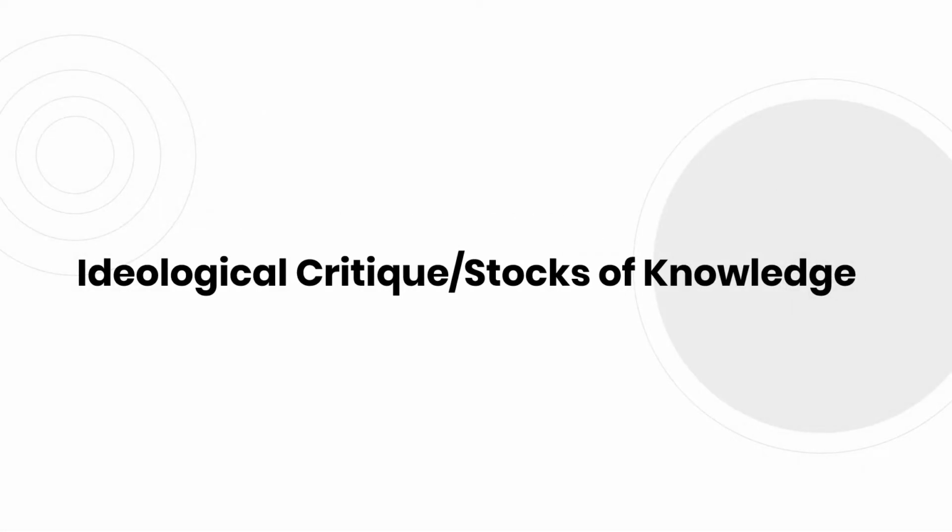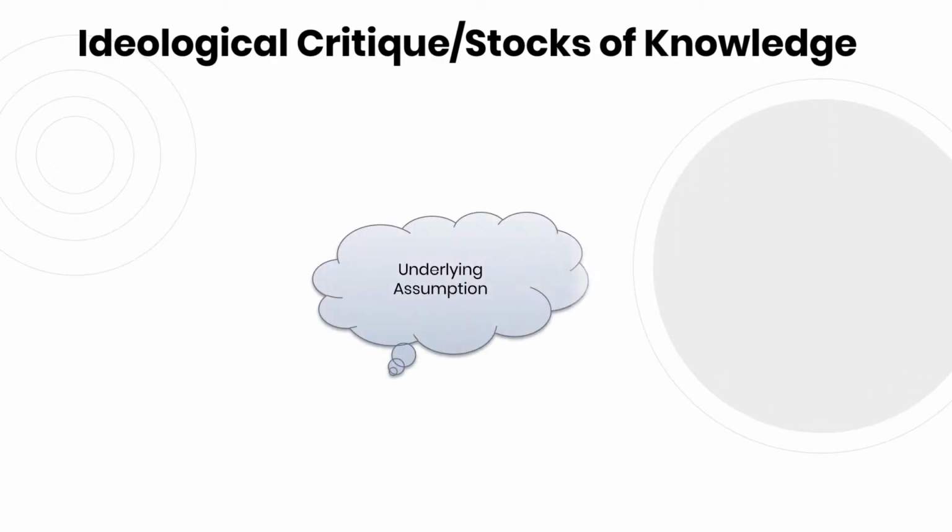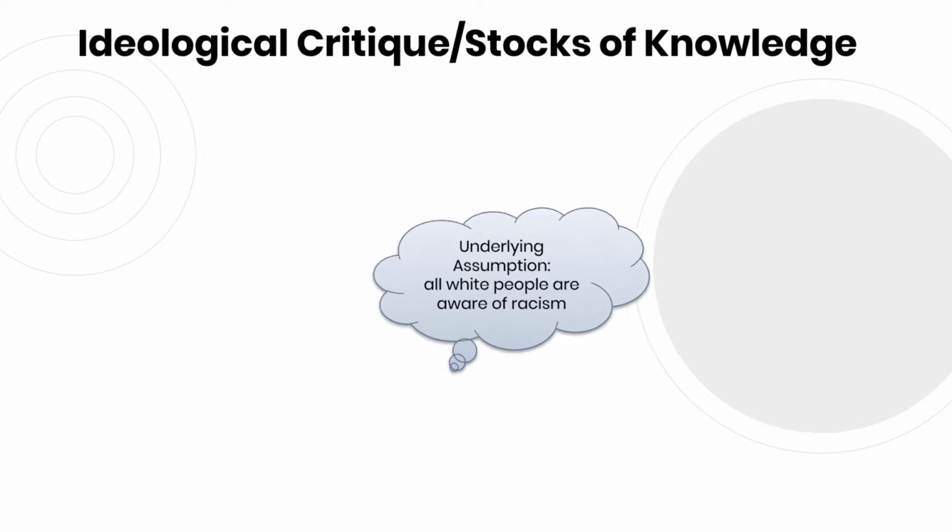The first tool of deconstruction that we will use is an ideological critique of a stock of knowledge present in the model. An underlying core belief of Helms' model of white identity development is that it assumes that all white people know that their white identity contains inherent values of racism. However, this is not always the case.